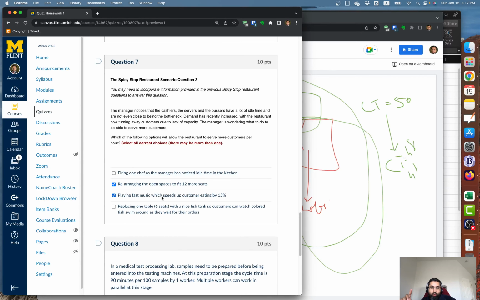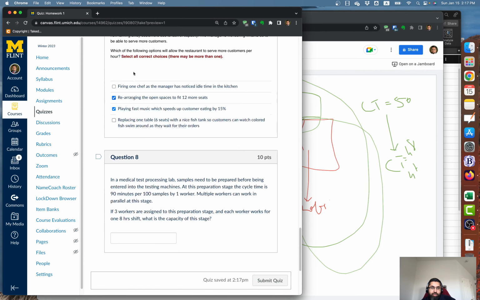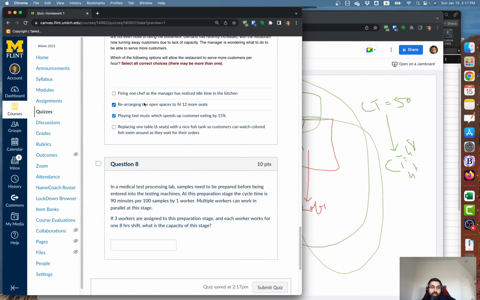So this would work. Replacing one table with a nice fish tank. No, the seats are already your bottleneck. If you throw out a table with 6 seats, you go down from 50 to 44 seats, you are hurting yourself. You're not making sense in terms of increasing capacity. So these are 2 of the answers. Now the answers may be in a different order for you, so make sure you select the right options.